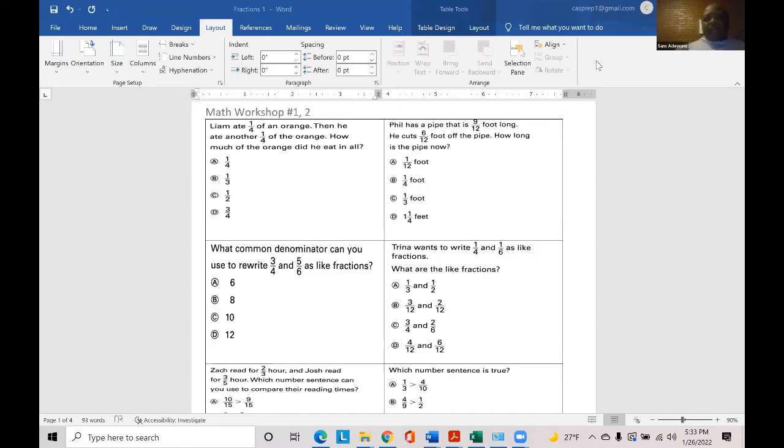Addition. All right. What words in the problem tell you it's addition? How much of the orange did he eat in all? Can you narrow it down a little bit for me? Because that's like the whole sentence. So what part of that sentence tells you it's addition versus subtraction? So, then he ate another 1/4 of the orange. No, I want you to stay with the sentence that you read, right? But I want you to identify what part of that sentence is telling you it's addition. So that's the right sentence, but what part of it? What words in that sentence tell you it's addition? Then.